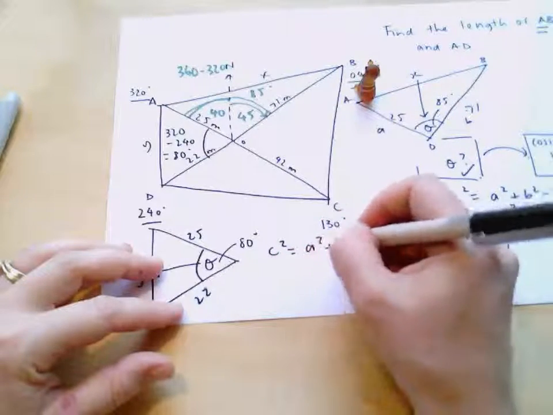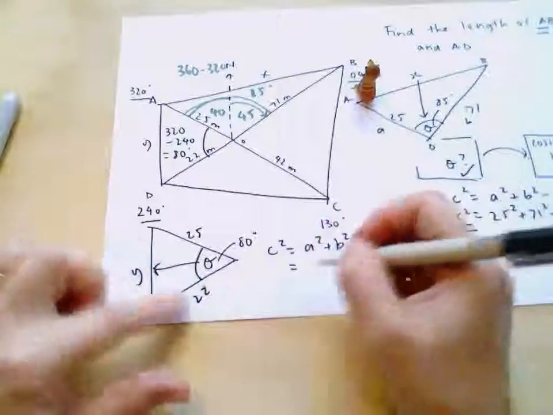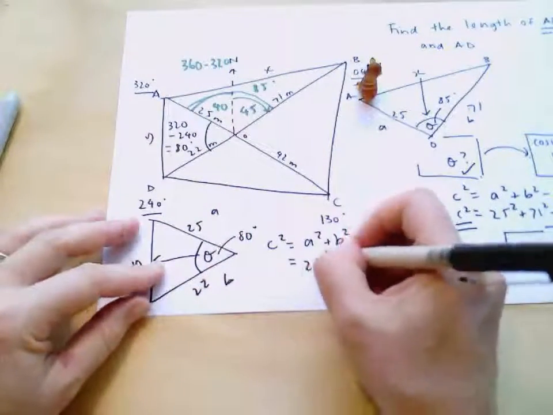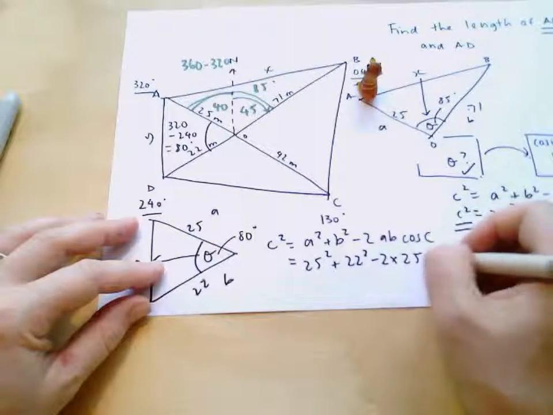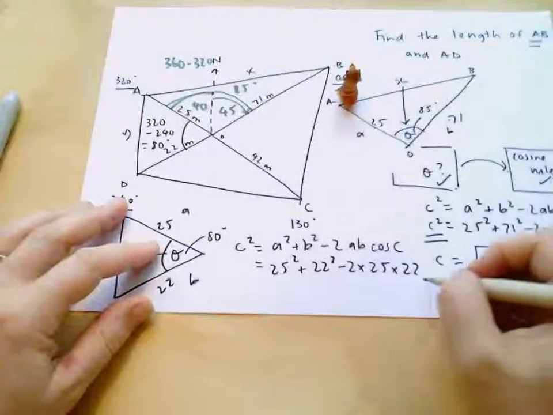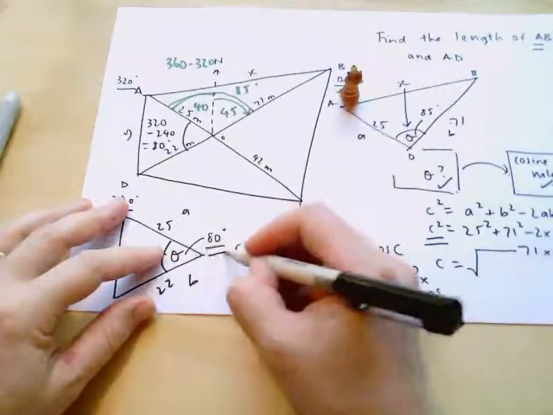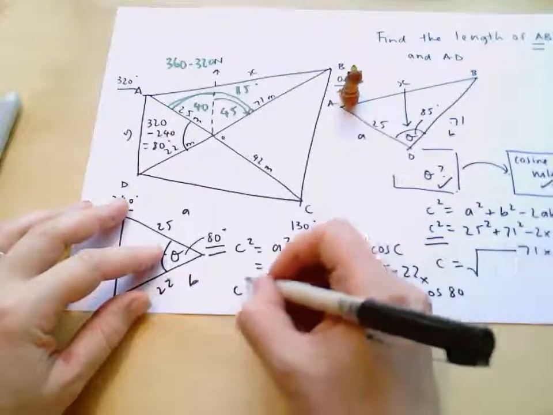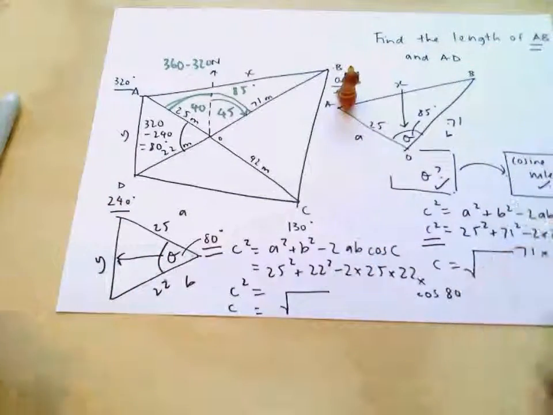Again, once I've worked out that that angle's 80, I can use my formula again. A squared plus B squared minus 2AB cos C. Whack it in, it doesn't matter which is A and B. 25 squared plus 22 squared minus 2 times 25 times 22 times cos of, I just worked it out, 80. Whack it into your calculator to get C squared. Don't forget to square root to get your C.